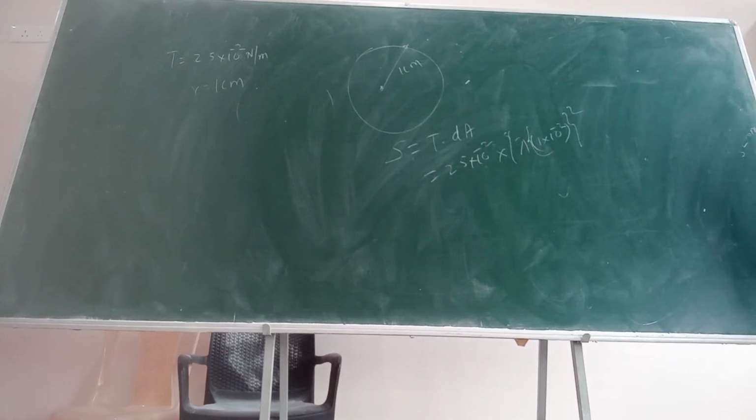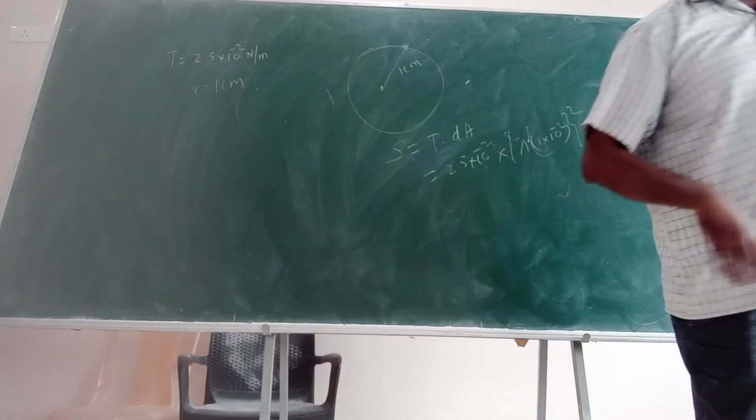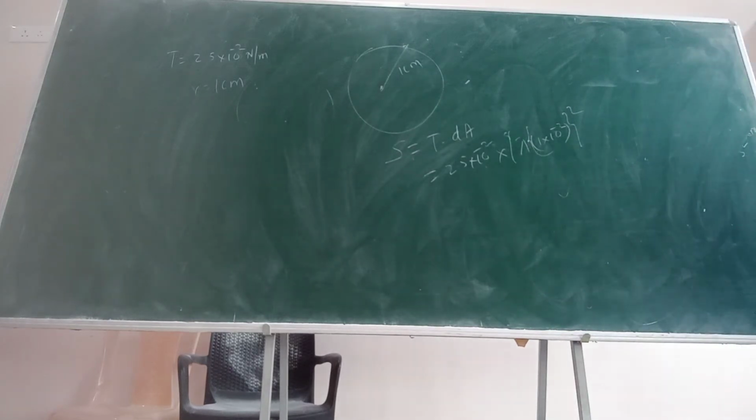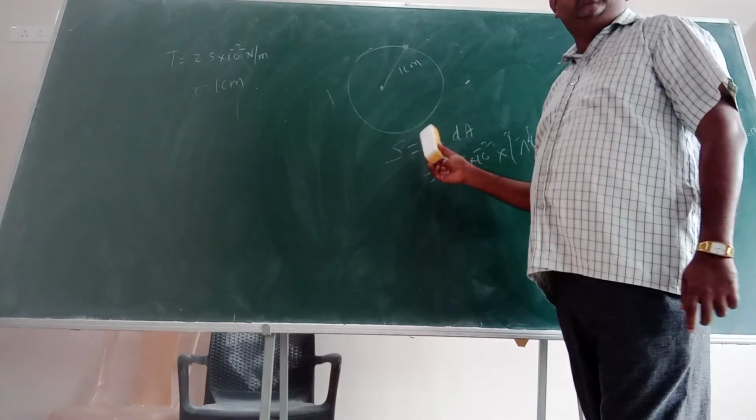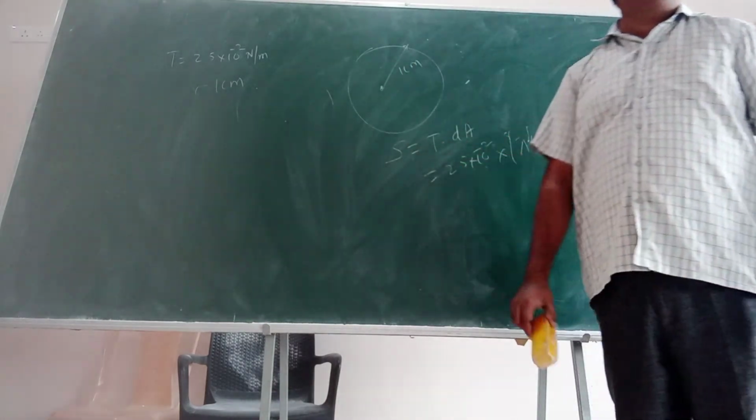Okay? We move on to the basics of the next topic. Do the calculation, 6.275 into 10 power minus 5. You understood this? How I have taken this? You have to draw a diagram like this. Okay?